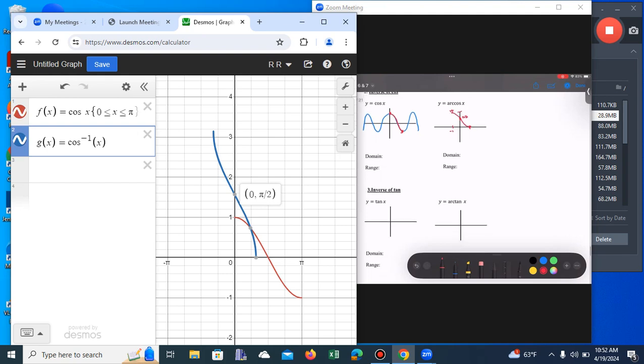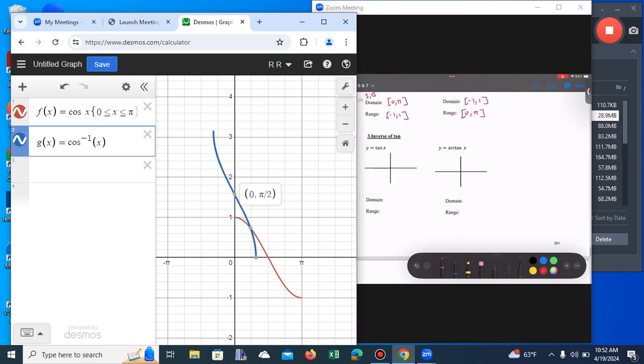Okay. So the restricted domain for cosine is from 0 to pi. This is the first and second quadrants. It's negative in the second quadrant and positive in the first quadrant. And the range is -1 to 1. The domain here would be from -1 to 1, but the range goes from 0 to pi. Okay, that just reversed.